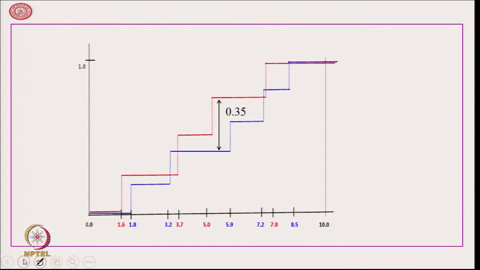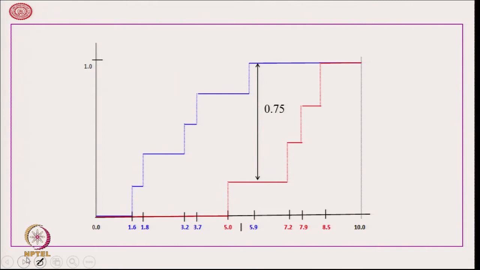So, let us go back to the two diagrams that we have seen. For the first one, if we compare the two empirical distribution functions, we can see that the maximum difference comes out around this region, and the difference in their F values is 0.35. How do we get that? Because at this point it is 0.2 plus 0.2, therefore 0.4, and at this point it is 0.25 plus 0.25 plus 0.25, therefore 0.75. Therefore, the difference comes out to be 0.35. On the other hand, with respect to the second diagram, in a similar way we can see that around this region the maximum difference is coming, and that magnitude is 0.75.